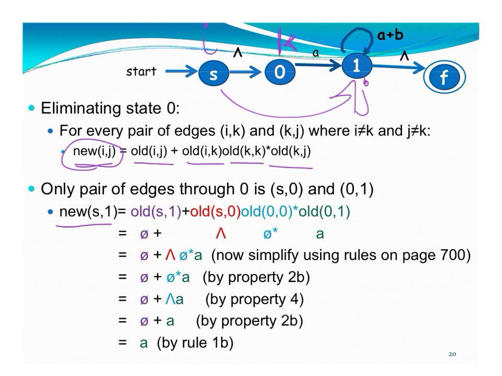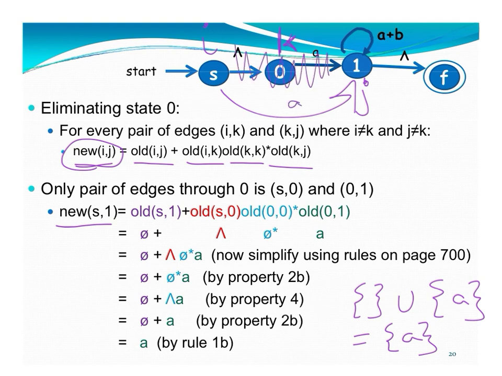And remember that the empty set is the set with nothing in it, and plus represents union, so we're really saying take the union of the empty set and A, which equals just the set containing A, right? And if you look at the rules on page 700, you'll see that's actually rule 1b right here. Okay? So we end up with saying the new S to 1, what you should label your new S to 1 is A. So we can put an A on here, and we can scribble all that stuff out.